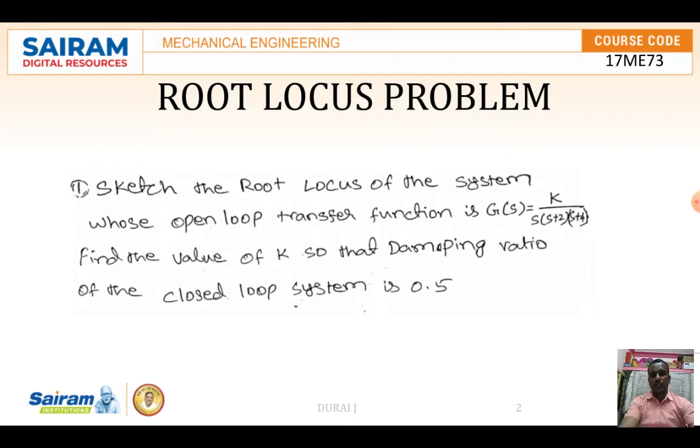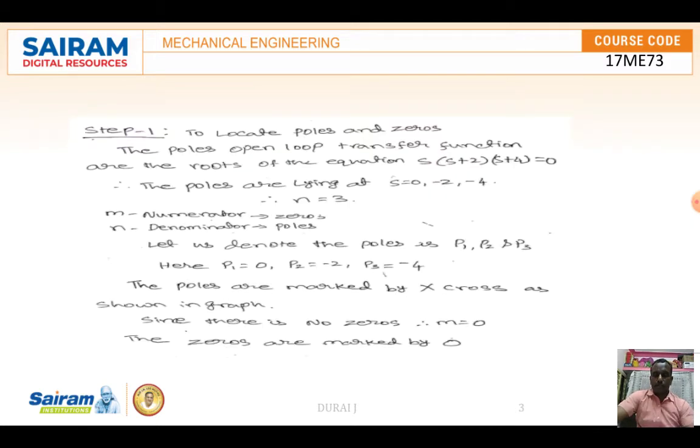that is, sketch the root locus of the system whose open loop transfer function G(s) is equal to K by s into (s plus 2) into (s plus 4). Find the value of K so that the damping ratio of the closed loop system is 0.5. So these are all the values given. From that we are going to plot the root locus.